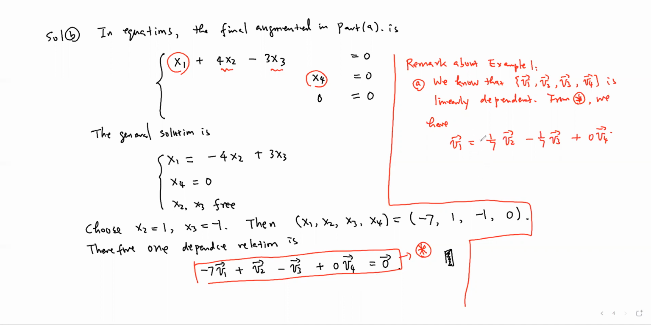So this equation says that V1 is a linear combination of V2, V3, V4. By definition, V1 depends on V2, V3, V4. So by definition, V1 linearly depends on V2, V3, V4.